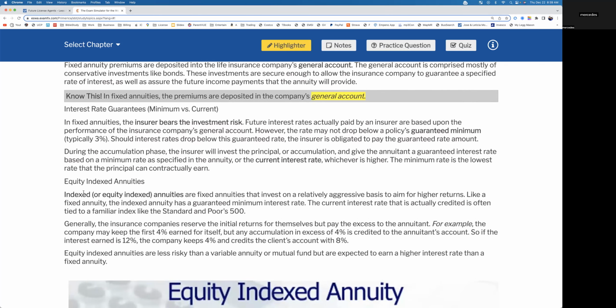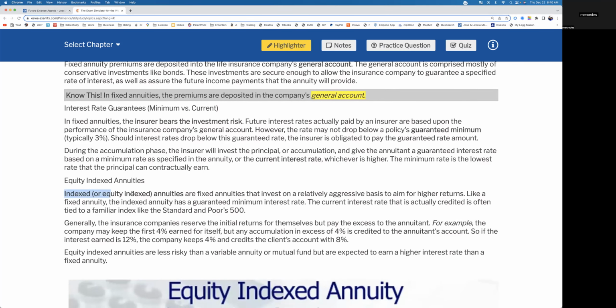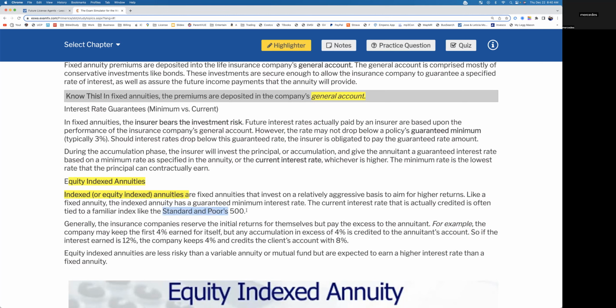All right, next type of annuity. Here it is: equity index annuities. Equity index annuities are invested in the Standard and Poor's 500. You see that? An index annuity is like a fixed annuity, but the difference is that there's a guaranteed minimum, just like fixed.